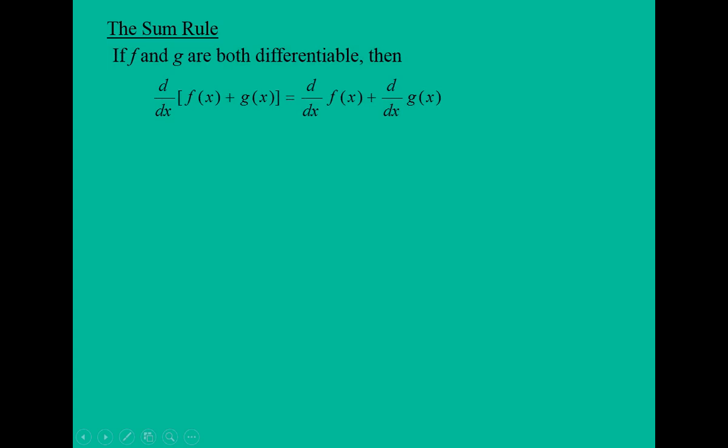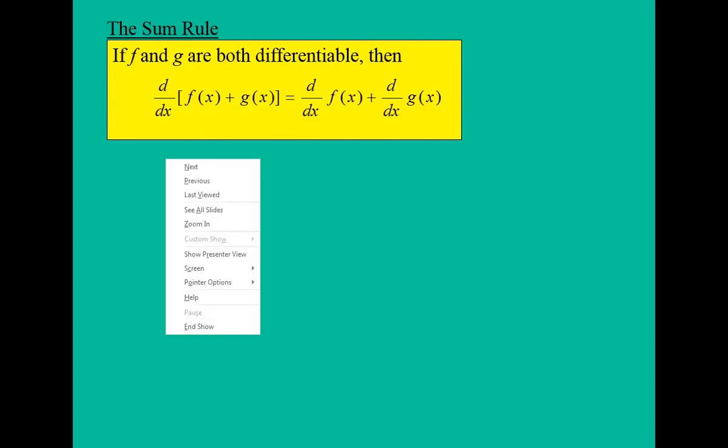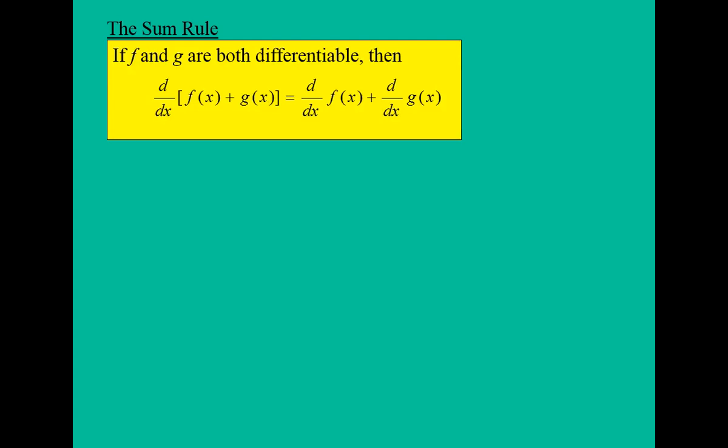The sum rule. If f and g are both differentiable, then these are equivalent. This is indicating if I want to take the derivative of 3x to the 5th plus 2x to the 7th, I could take the derivative of them separately and then add them together.